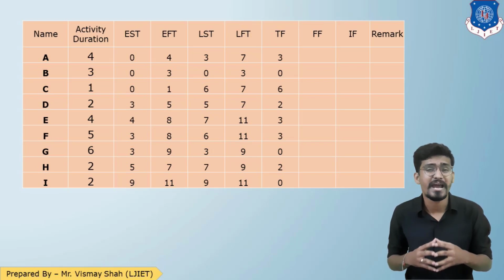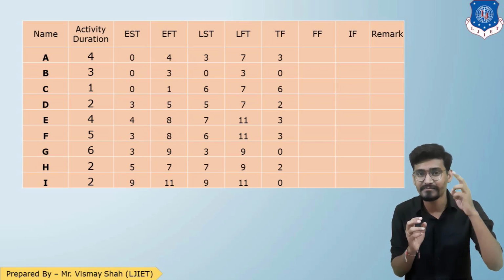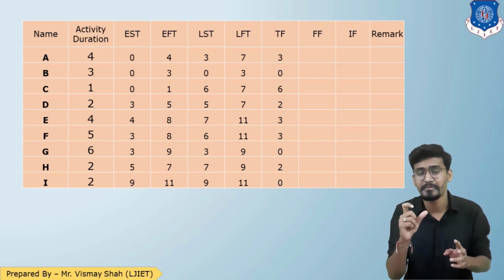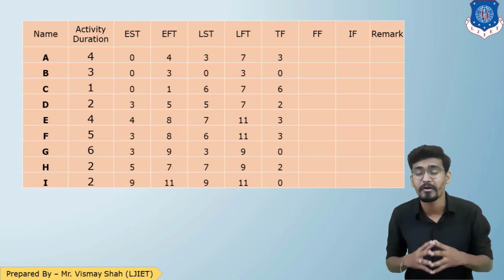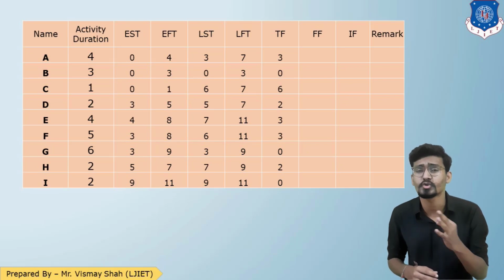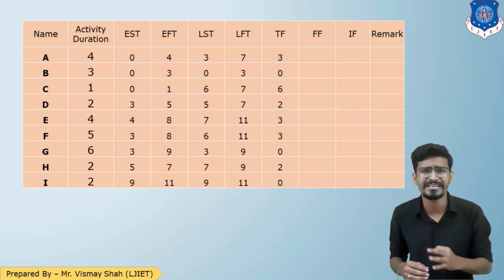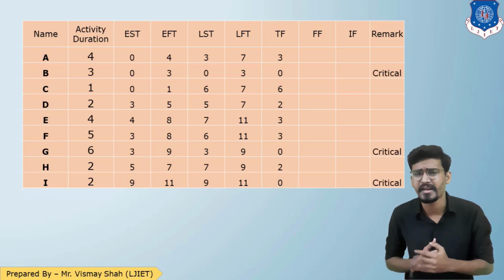So you cannot have any settings while doing the forward and backward pass. If your target is to have 0, 0 and you misplace the values in between, you will be caught here. So you have to perform this very logically. So that is how we'll consider the total float. Here there are 3 activities whose total float is 0: B, G and I. So I'll write down critical in remarks.